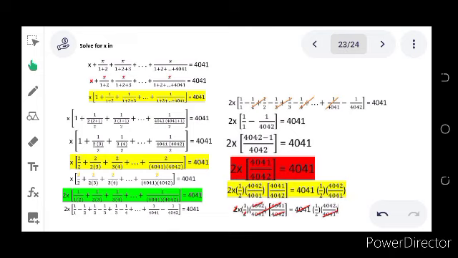Now, after everything cancels out, you will come up with x, which equals 2021, and that is our answer. So the problem now is solved.